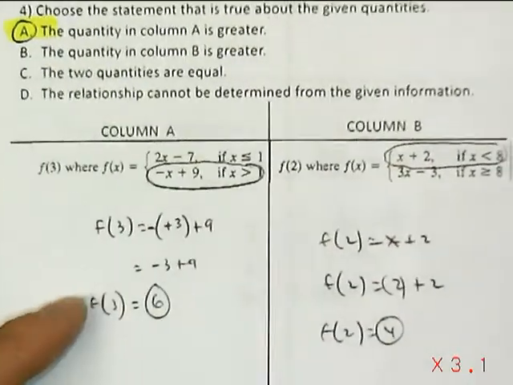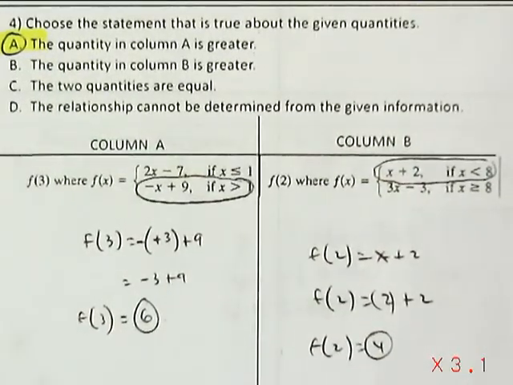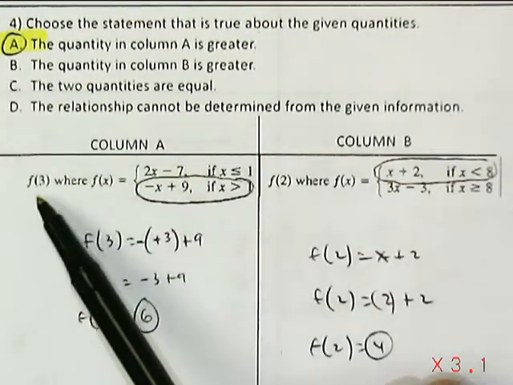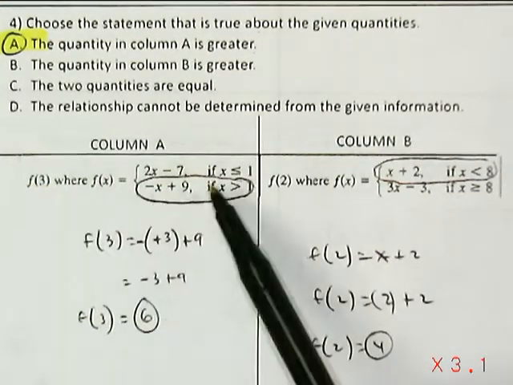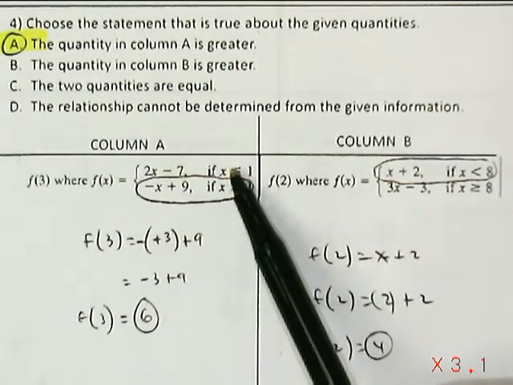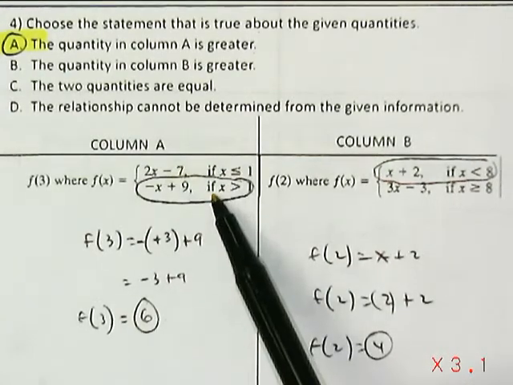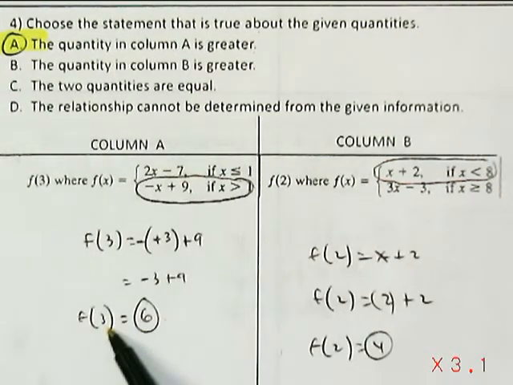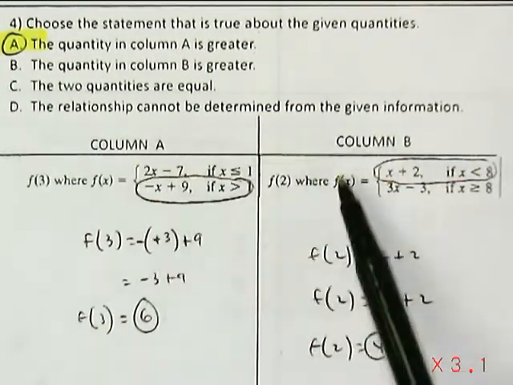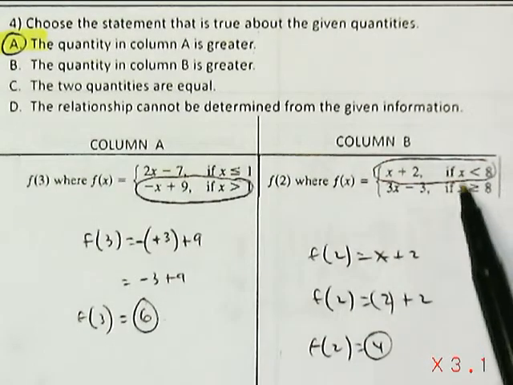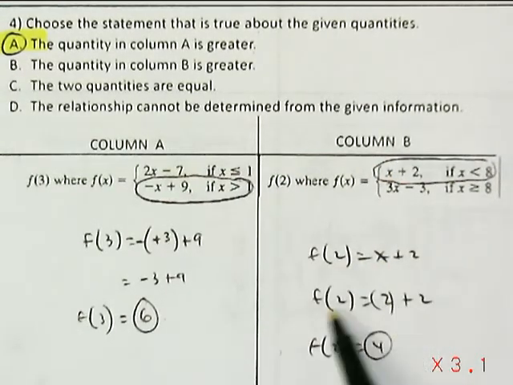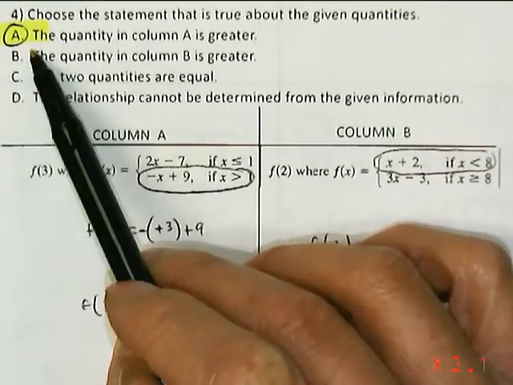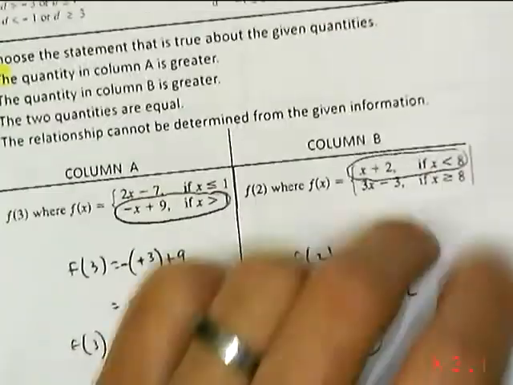Question number 4 says choose a statement that is true about the given quantities. So our quantities are basically column A and column B. Column A says f of 3, so you take 3, and 3 is not smaller than or equal to 1, so don't use the top, use the bottom one. 3 is greater than 1, true. Substitute in 3, becomes negative 3 plus 9, which is 6. F of 3 equals 6. Same thing for B here. F of 2, take the 2 where it's true, it's here. So I substitute in 2 and I get 4. If I compare these two answers, 6 and 4, 6 is greater, so it means column A is bigger. Choice A is the answer.